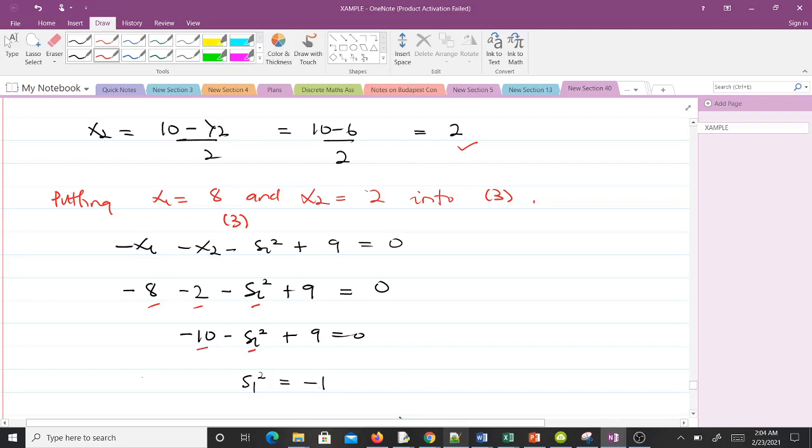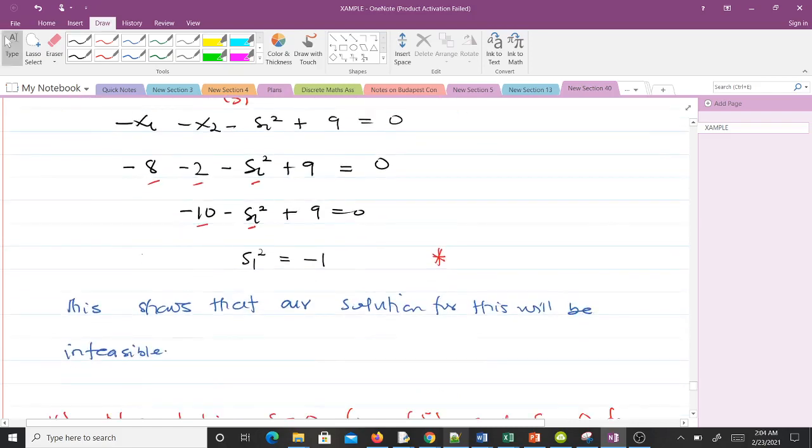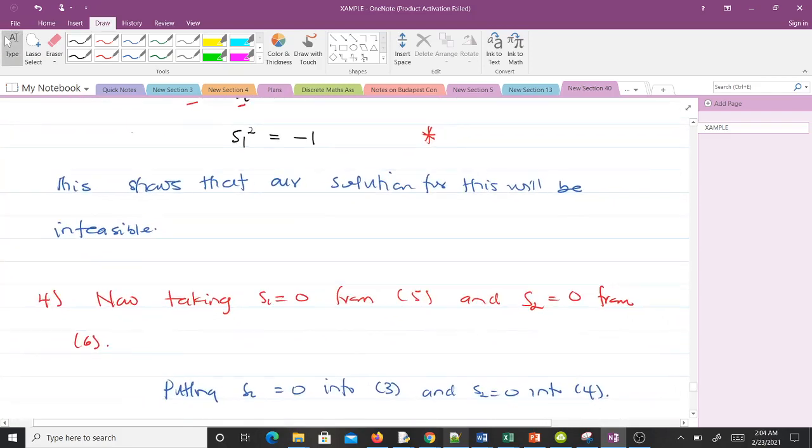So you can see there is a violation here as well. That means our solution for this will also be infeasible. So now we try the last possible combination we can get, right? From equation 5 and equation 6, we are letting s1 to be 0 from 5 and s2 to be 0 from 6.